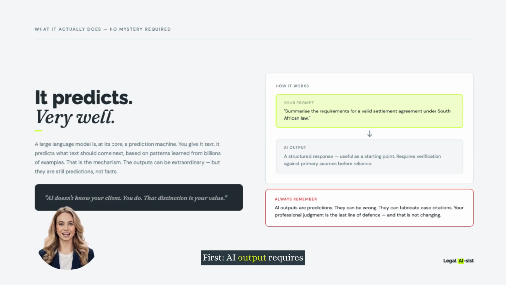First, AI output requires verification. Every legal proposition, every case citation, every statutory reference needs to be checked against primary sources. There are documented cases internationally where AI fabricated court decisions that do not exist, and lawyers were prosecuted for relying on them. That risk is real and it is not going away.